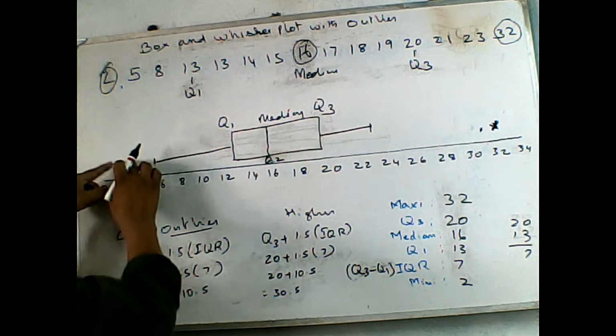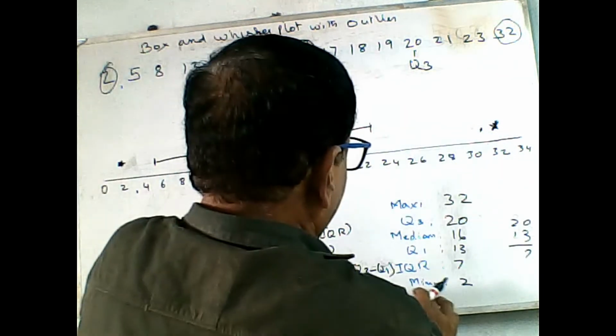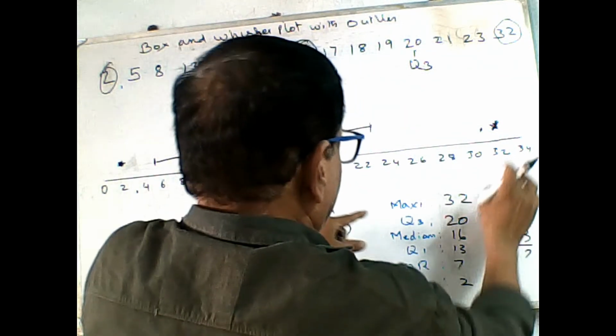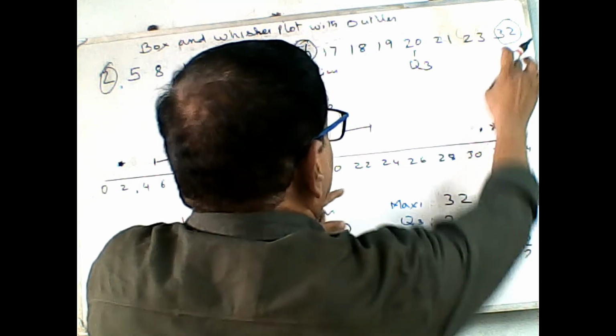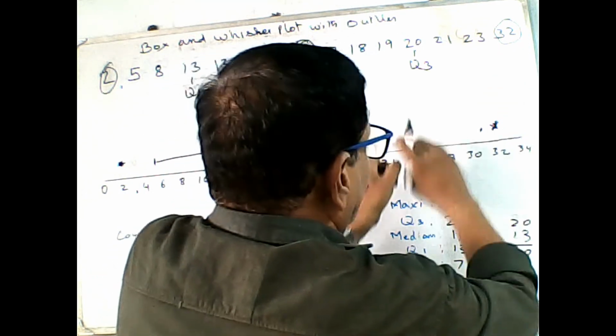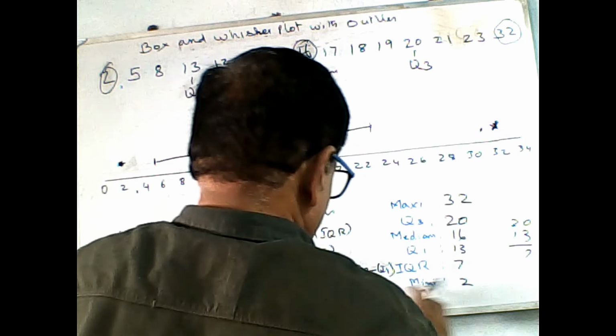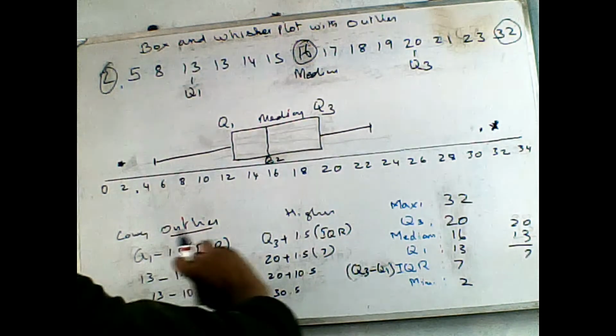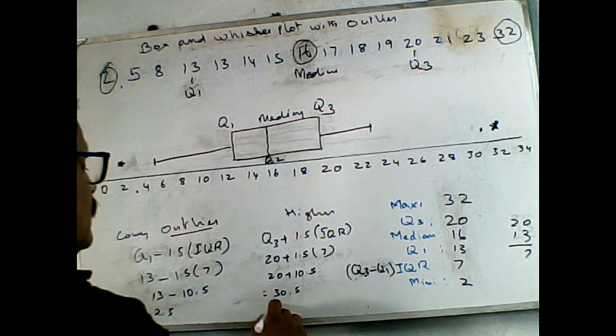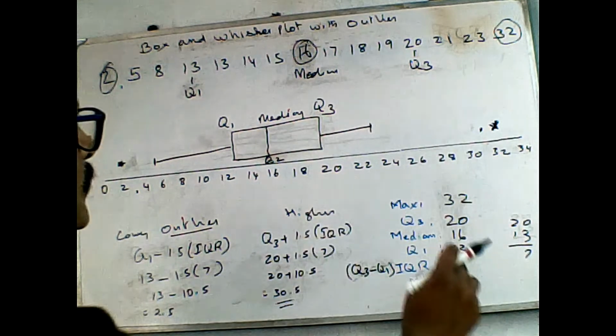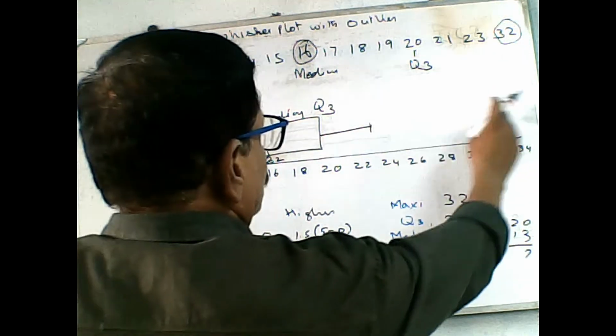So we put it here. This higher unit, you see, is 32. So 32 is an outlier. We can put it in the same way. Before this, we used outlier 32 here.